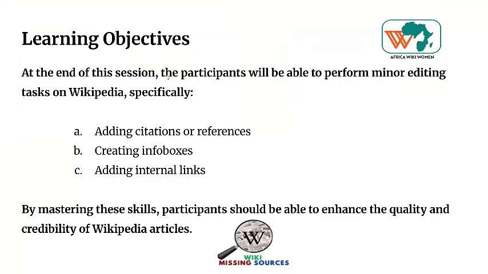At the end of this session, participants, just like you and I, will be able to perform minor tasks on Wikipedia, specifically adding citations or references, creating info boxes, and adding internal links to an article. By mastering these skills, participants should be able to enhance the quality and credibility of Wikipedia articles. As newbies, because some of us might be newbies, we should practice these minor edits before we go into the major edits. I think it will help us because we need to know the little things first before going into the bigger creation, so that our articles will not be speedily deleted on the main page on Wikipedia. So we need to practice this first.